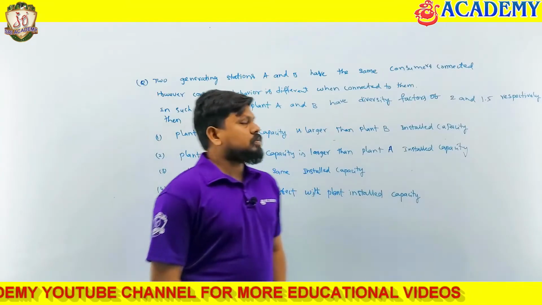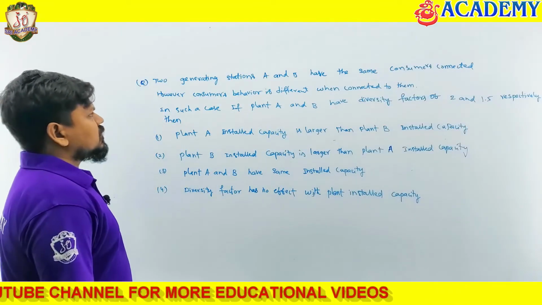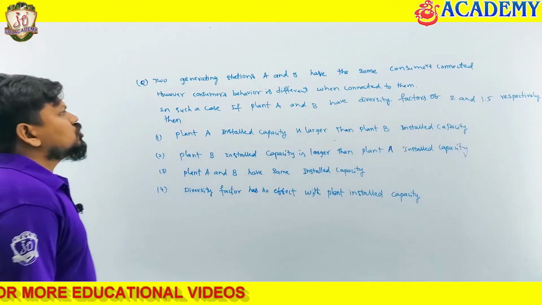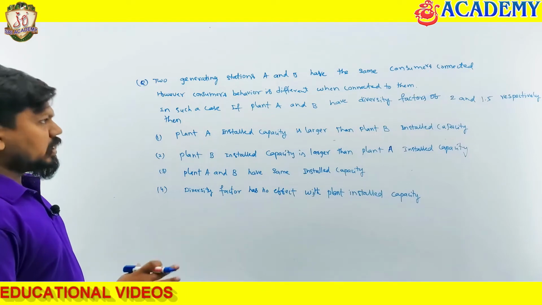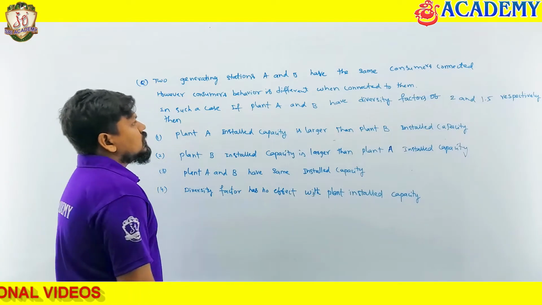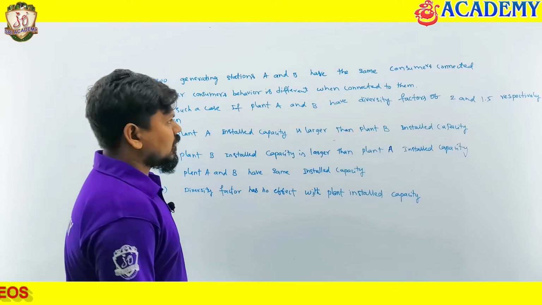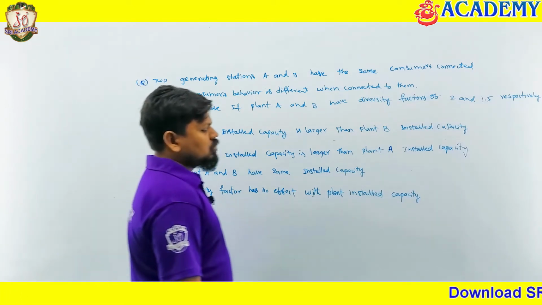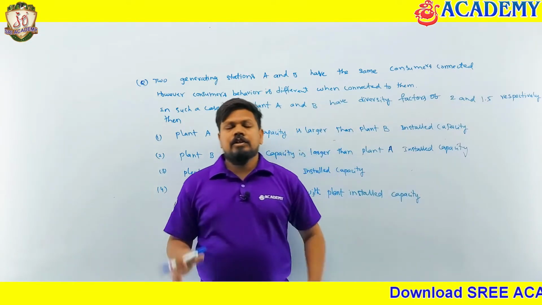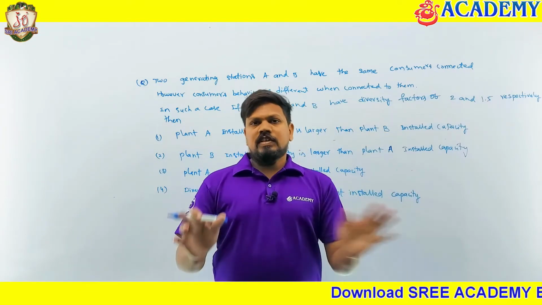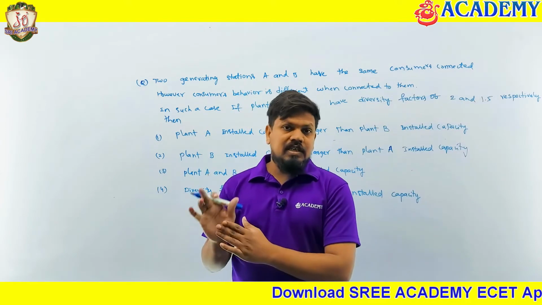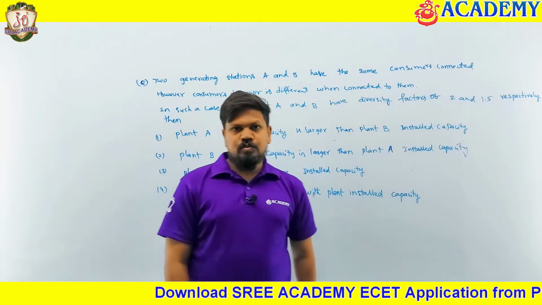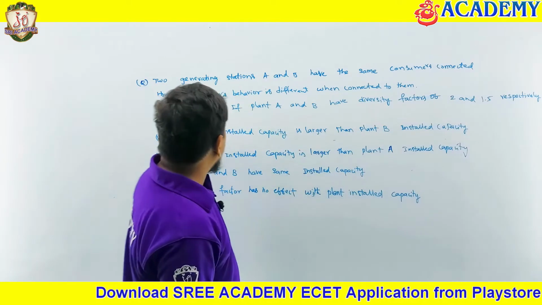The next question is: two generating stations A and B have the same consumers connected. However, consumers' behavior is different when connected to them. In such a case, if plants A and B have diversity factors of 2 and 1.5 respectively, then, okay. So they have given plant A and plant B, two generating stations. For the first generating station, plant A, some consumers are there, and for the second one also the same type of consumers.